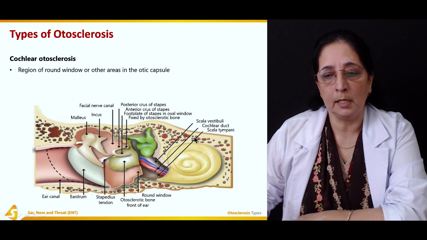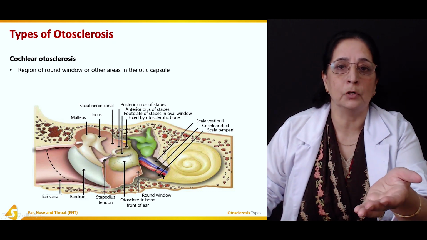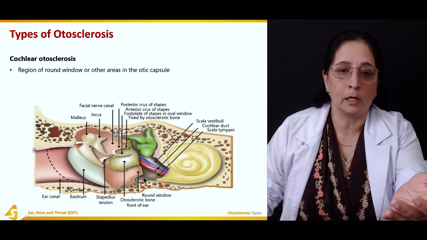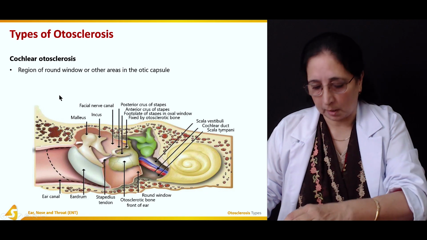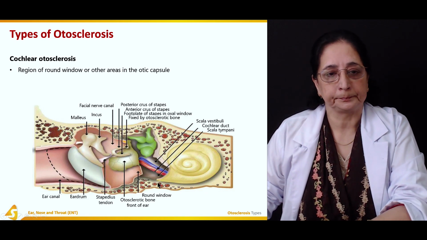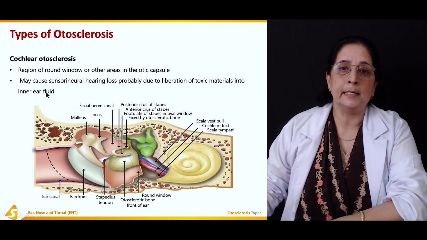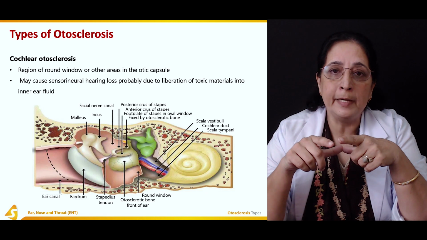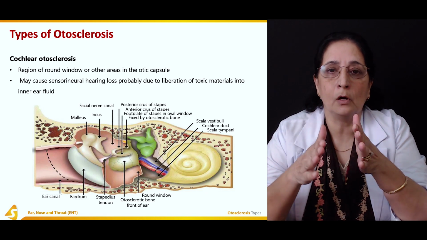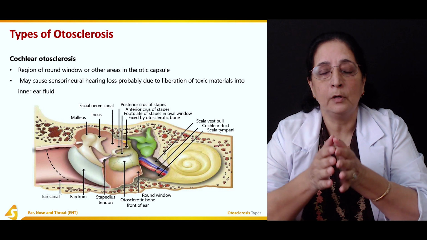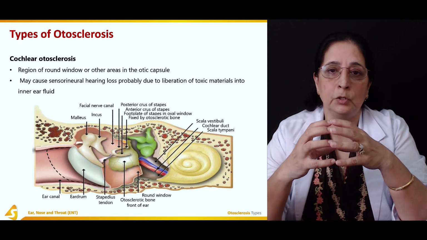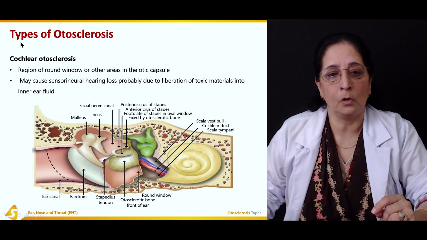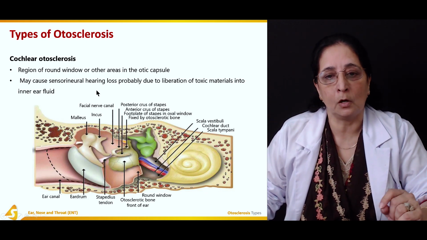This is the cochlea. These are the ducts coming out of the cochlea. So it's very, very close to the cochlea, and it's known as cochlear otosclerosis. In the previous slide we saw that stapedial otosclerosis only causes conductive deafness, because it is causing obstruction to the movement of the sound waves. But here this also causes sensory neural hearing loss.